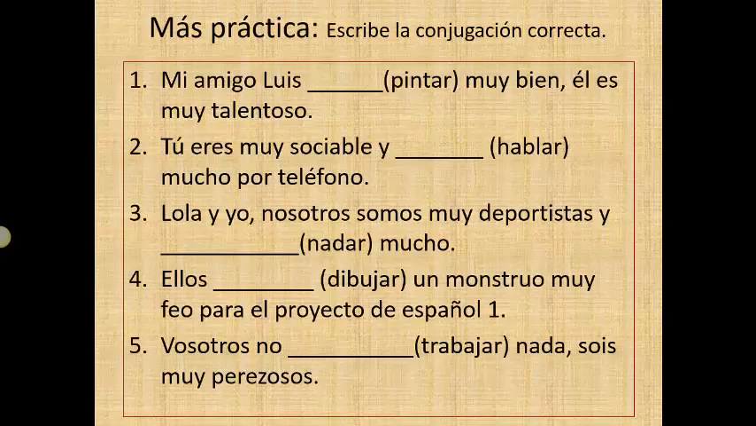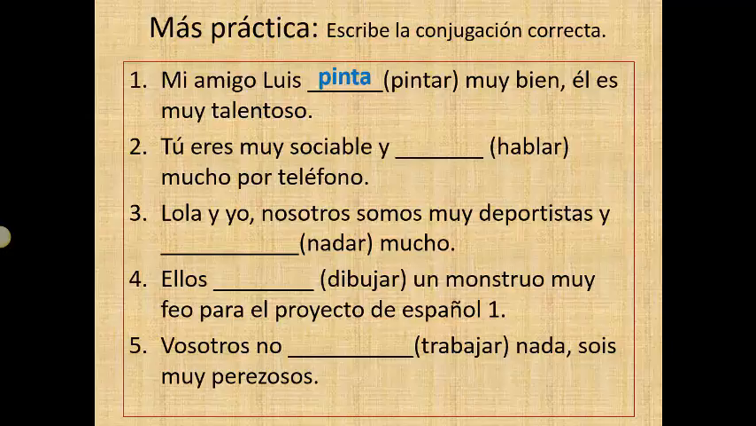I'm going to go ahead and move forward. So now here's some practice. Just make sure that you read the sentence and that you write the correct verb conjugation for these sentences. So, mi amigo Luis, en paréntesis, pintar, muy bien. Él es muy talentoso. So you need to take pintar according to Luis and write the correct conjugation. For number one, I'm going to do that with you. Mi amigo Luis, so we're talking about él. So o, as, a. Take the AR, drop it, and add the a ending. The answer here would be mi amigo Luis pinta muy bien. Él es muy talentoso. So go ahead and pause it and do the rest.